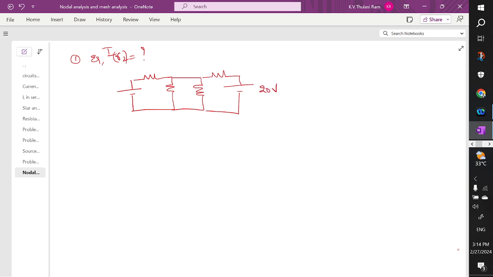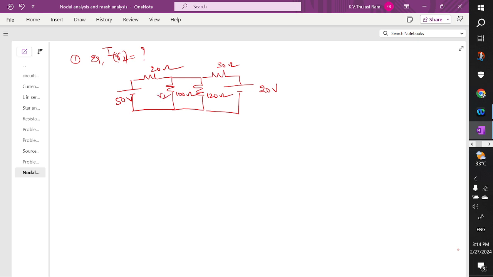I'm going to have 20 volts. I'm going to have 30 ohm. Here you are going to have 120 ohm. Here you are going to have 100 ohm. Here you are going to have 20 ohm, and here you are going to have 50 volts. So we need to find out the current across R2.